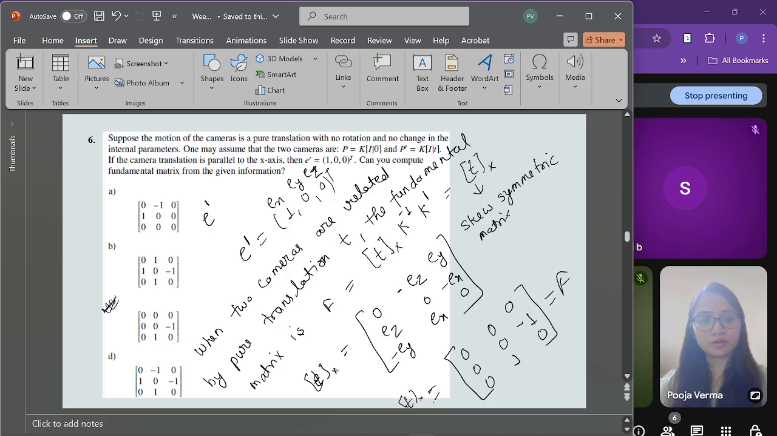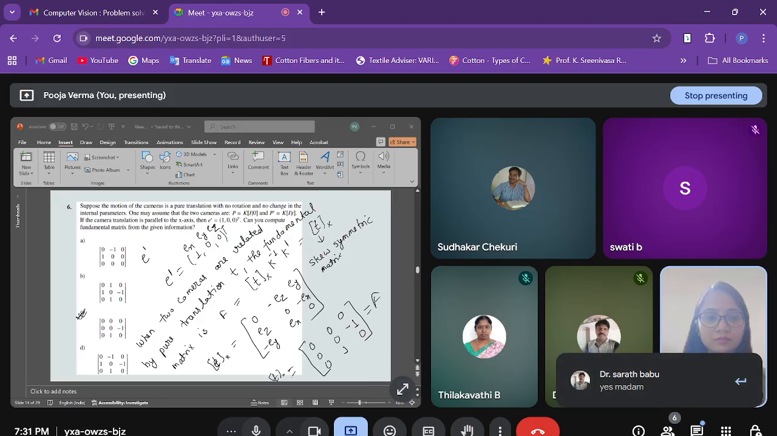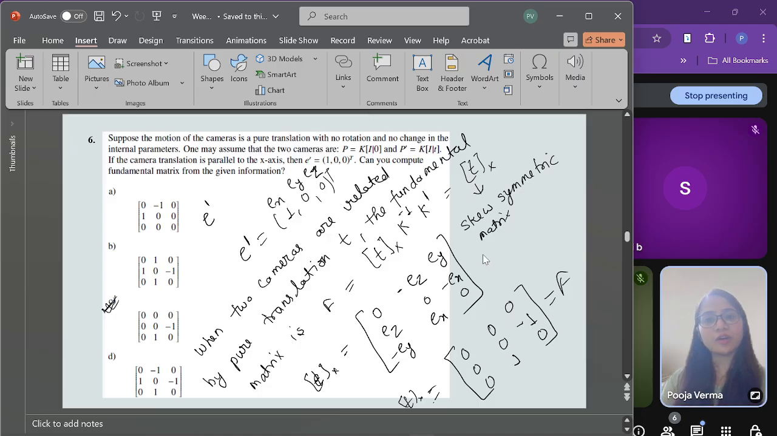Can you repeat the last two steps, please? Yes, this one, the fundamental matrix F. Here it is already given in the question that the two cameras are related by only pure translation, with no rotation and no change in the internal parameters. Thus the fundamental matrix F is represented by this, where T is the translation vector. We write it as Tx, which we know is a skew symmetric matrix representation, times K inverse K dash, where K inverse and K dash are the intrinsic parameters of P and P dash. Here they are not given, so K inverse and K dash cancel out.